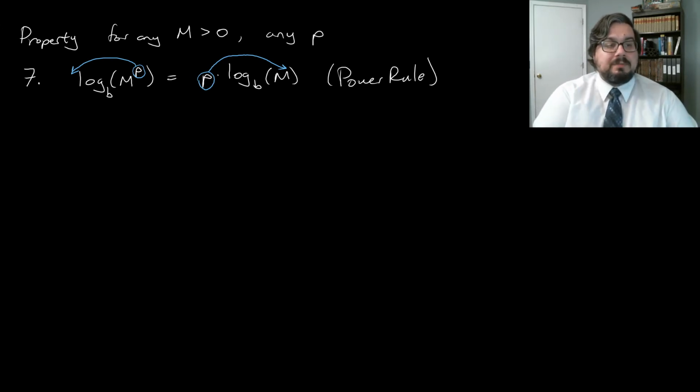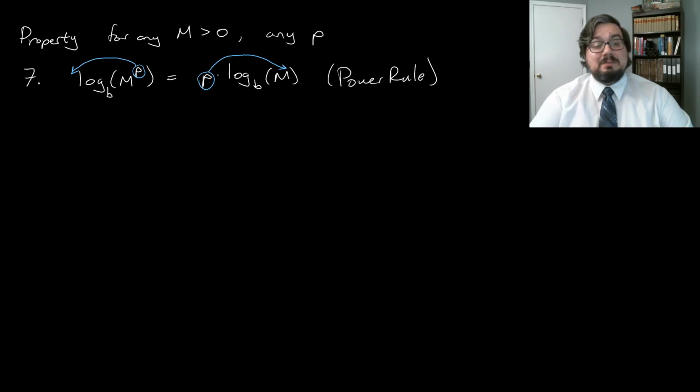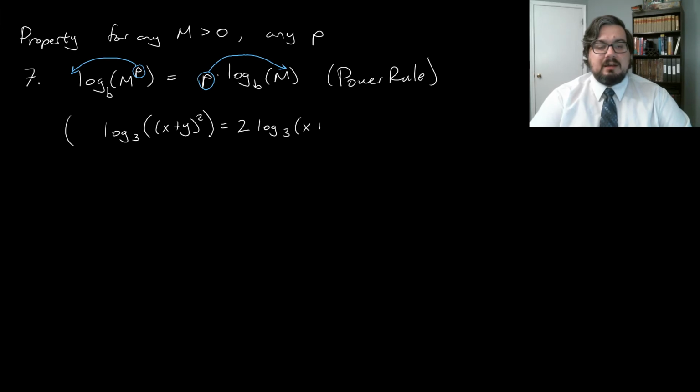Now, a warning that the power rule only applies when the exponent is applying to everything inside the logarithm. So for instance, if I took log base 3 of (x plus y) squared, this is just fine. This is 2 times log base 3 of x plus y. On the other hand, if I had log base 4 of x times y squared, this does not equal 2 times log base 4 of xy.